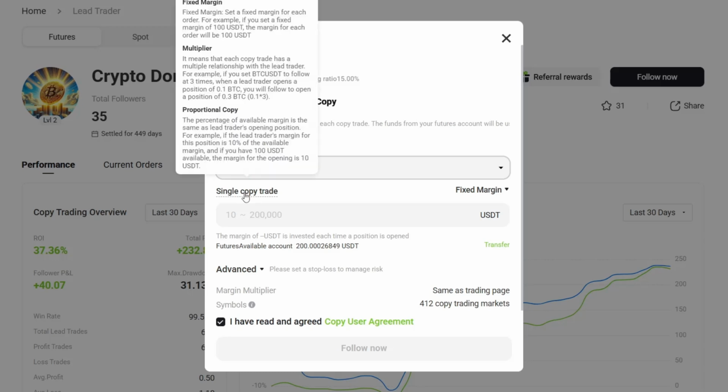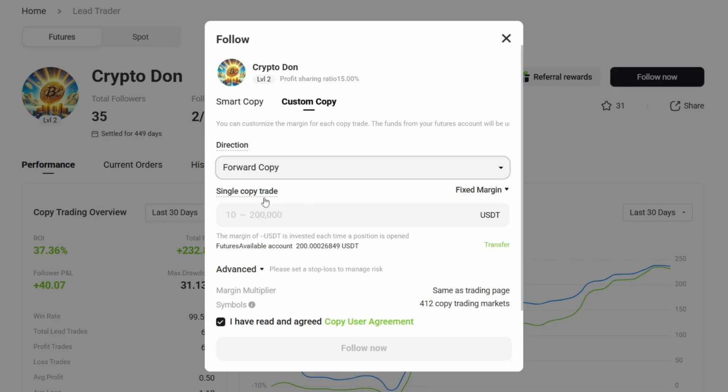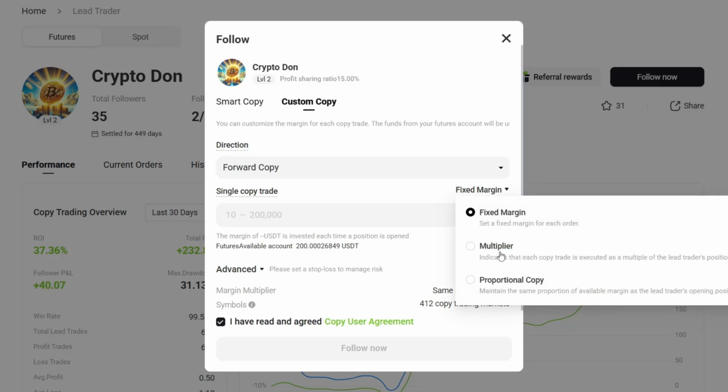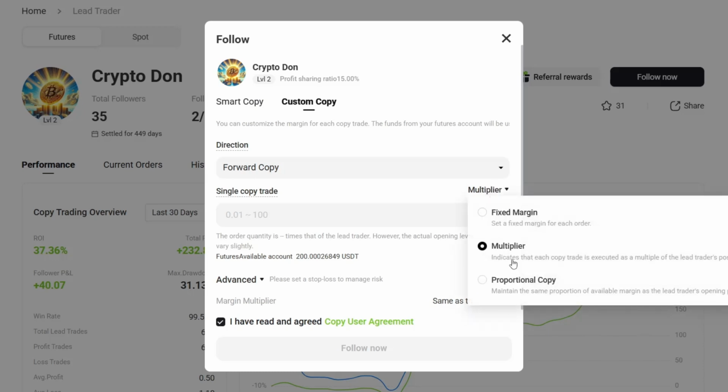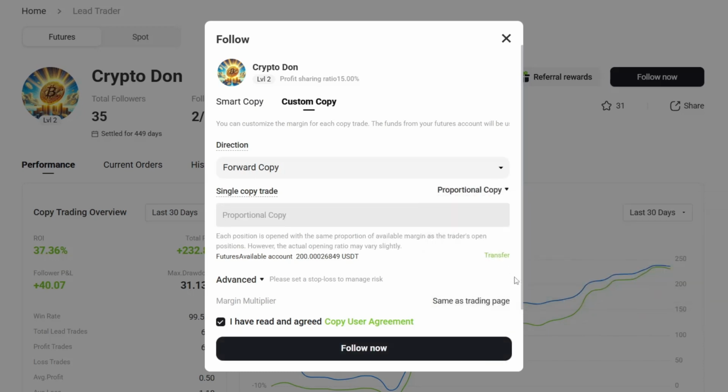Next, we have the single copy trade section. This is where we choose the size of each trade that is copied. There are different options here. There's fixed margin, multiplier, and proportional copy. Fixed margin uses the same margin for every trade. Multiplier takes the lead trader's position size and multiplies it by the number we choose. And proportional copy uses the same percentage of available margin as the lead trader.